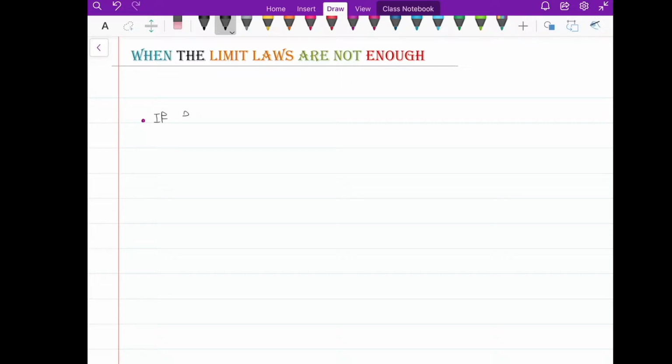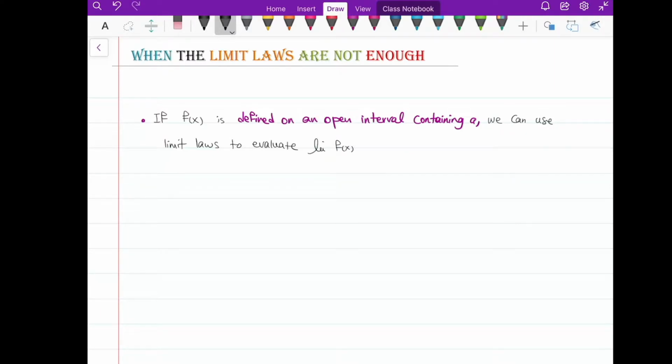If the function f of x is defined on an open interval containing the point a, then we can actually use limit laws to evaluate the limit of f of x as x goes to a, since the function f is defined on an open interval containing a.